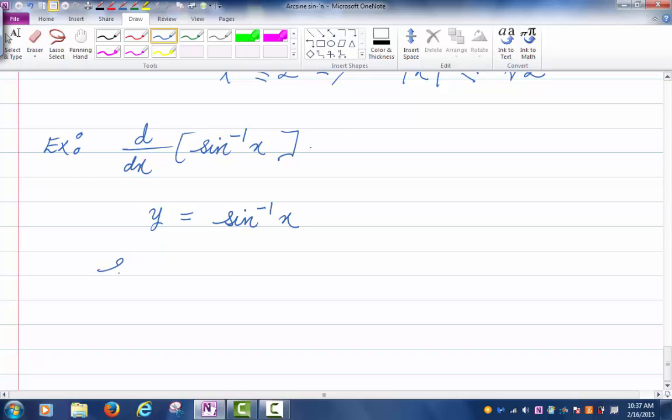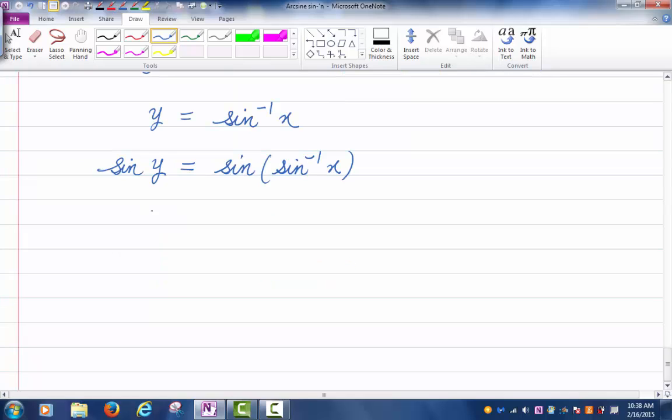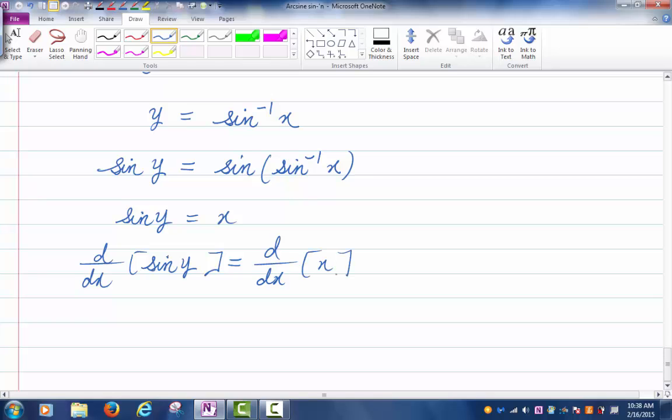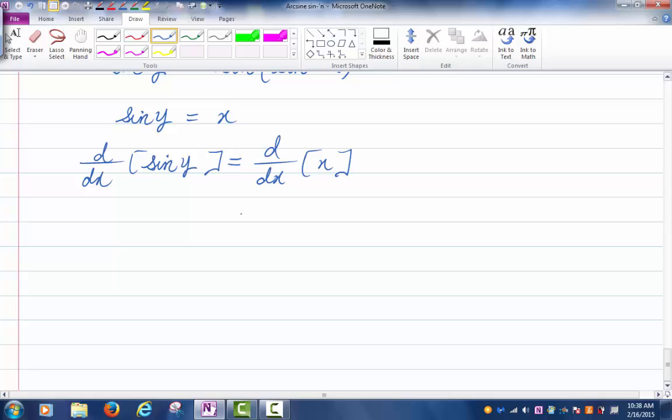and then apply sine on both sides. So take sine of y. And what is sine of sine inverse of x? So I get what? Sine of y is equal to x. Now what will I do? Well, I'm going to take the derivative of both sides with respect to x. And let me tell you what's the derivative of the harder side. The derivative of the harder side is just 1.